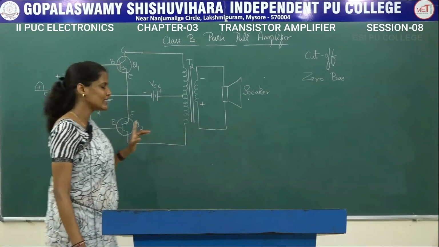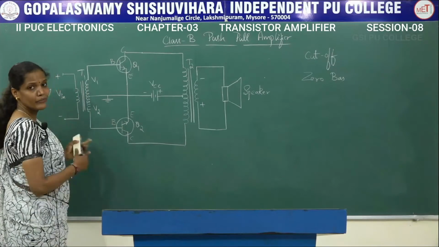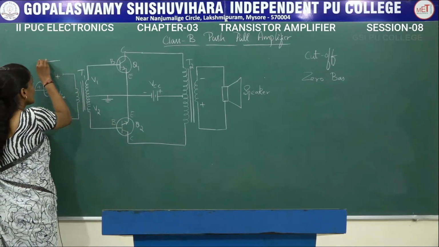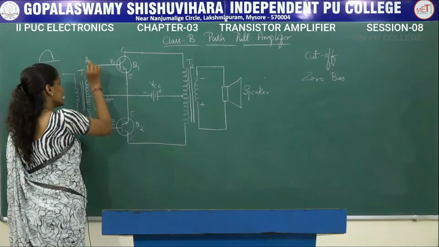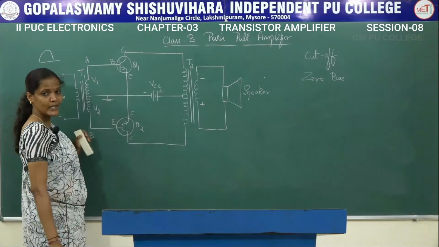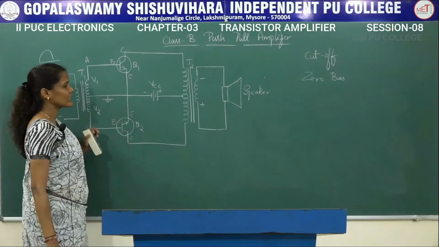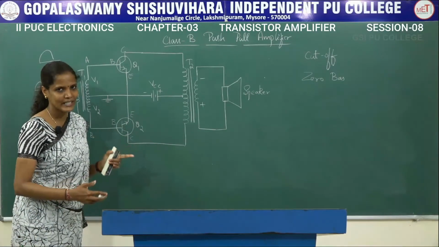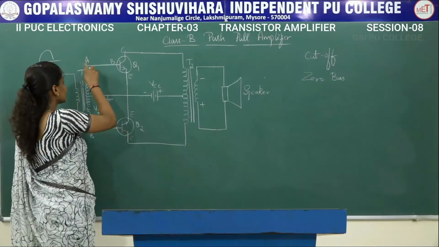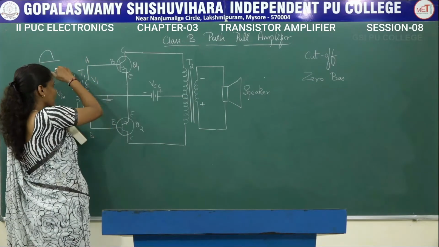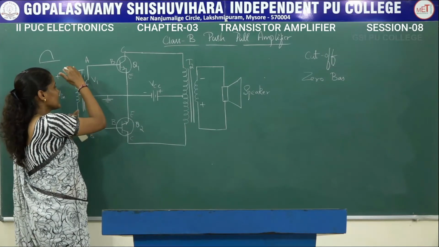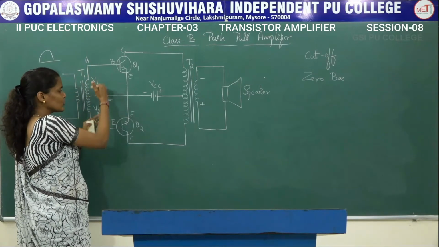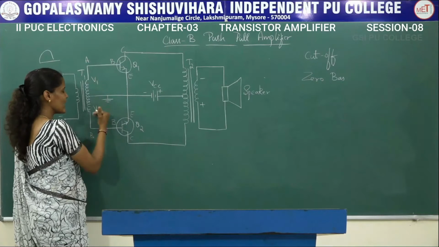Now let us try to understand what happens for different half cycles. When a positive half cycle is appearing across the input, let us denote these two terminals as A and B. Since these transistors are nothing but two diodes which are connected back to back, as soon as the positive half cycle is appearing across the primary of this transformer T1, the voltage will be divided into two separate voltages, that is V1 and V2.